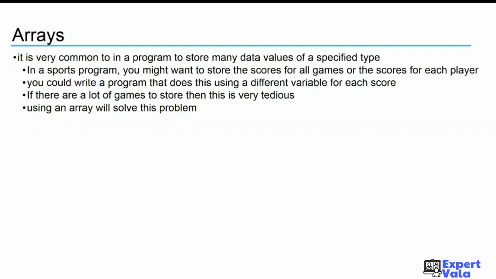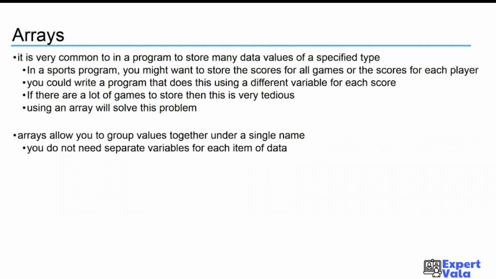Now, that is a pain in the butt. It would be very tedious and it's really just too much. So this is where an array comes into play, and an array will solve this problem. You don't have to create 162 variables. You can create a single variable and access it a certain way. So arrays allow you to group values together under a single name. You don't need separate variables for each item of data. So it's going to allow you to become a much more efficient programmer.